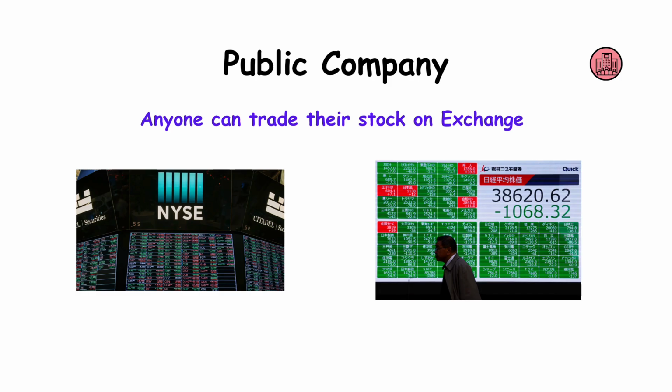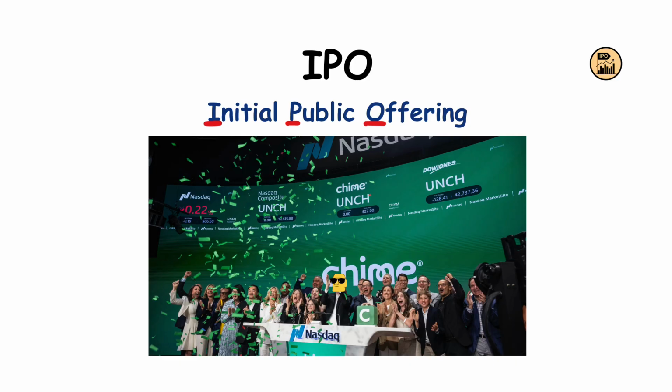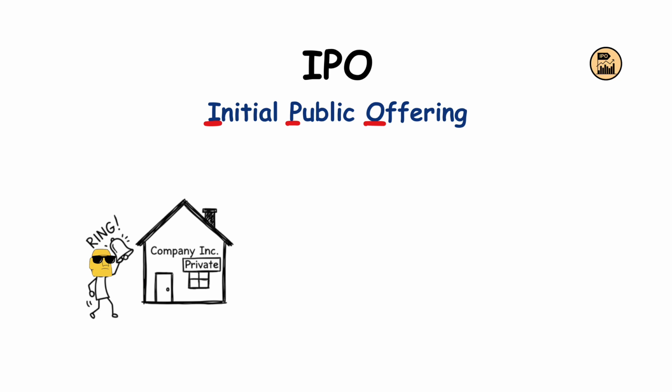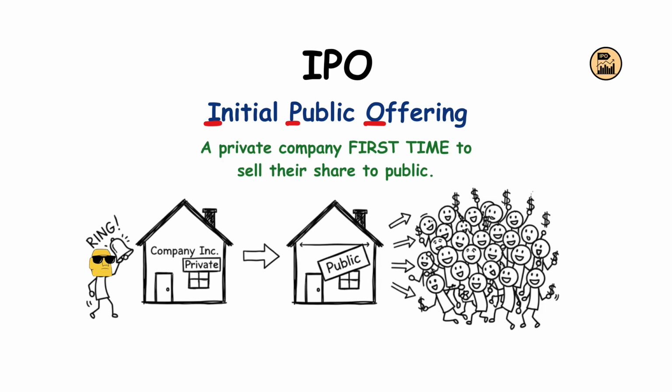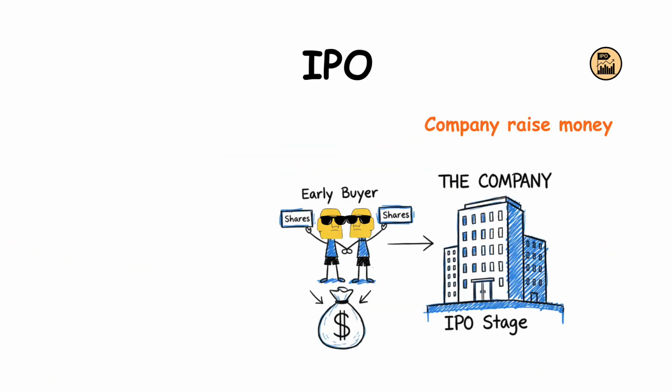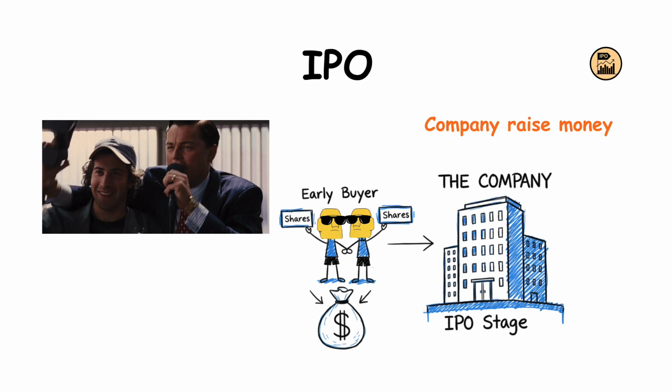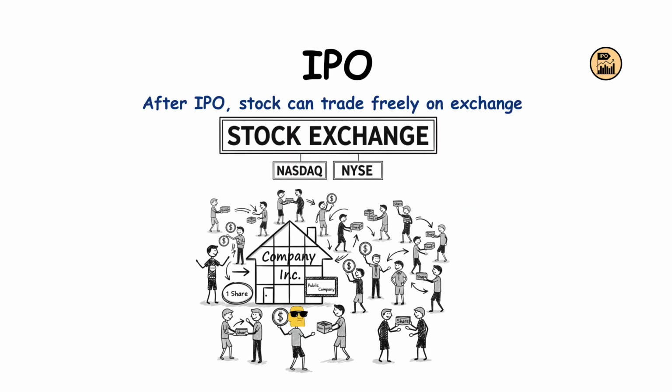Public company. A public company is a business whose shares are traded on an exchange. IPO. Initial public offering. An IPO is the first time a company sells shares to the public. It lets the company raise money and gives investors a chance to buy in early. After the IPO, the stock trades freely on an exchange.